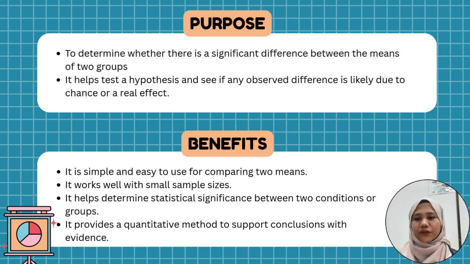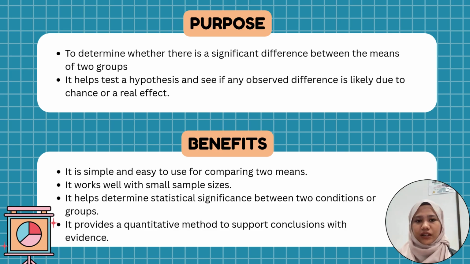For the purpose of the t-test, it helps to determine whether there is a significant difference between the means of two groups. It also helps test a hypothesis and see if any observed difference is likely due to chance or a real effect. The test helps to figure out if the data is statistically significant or just by chance.